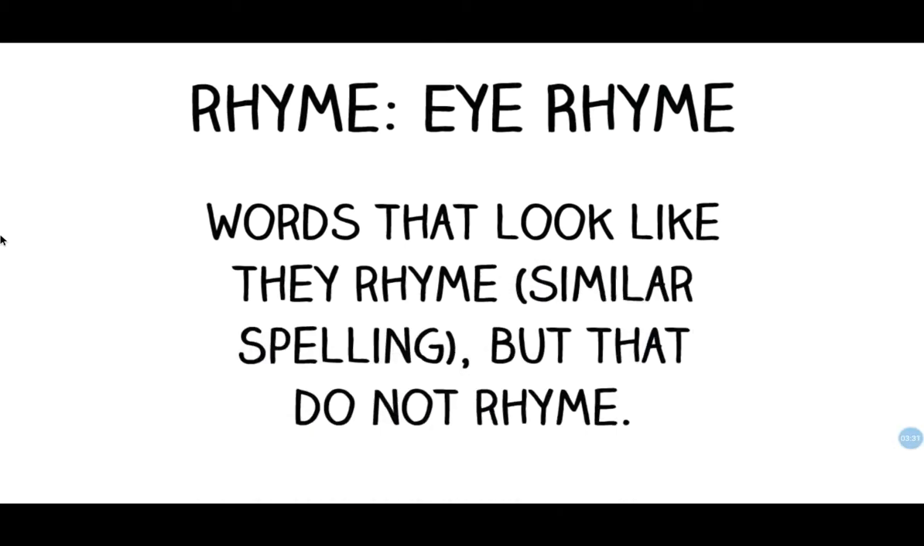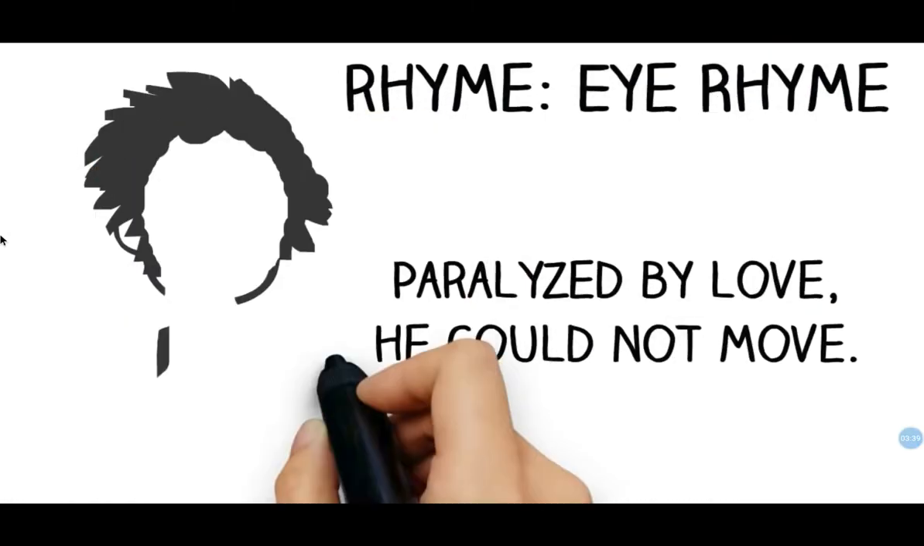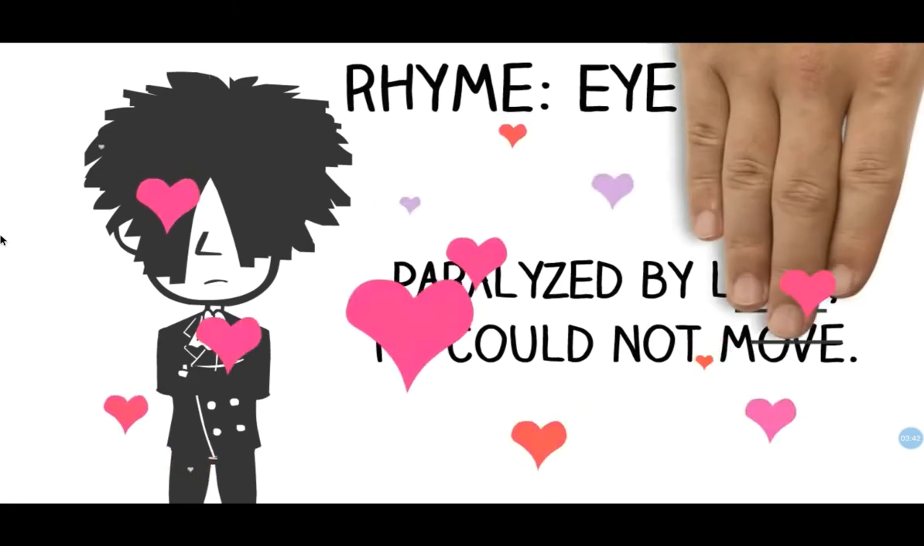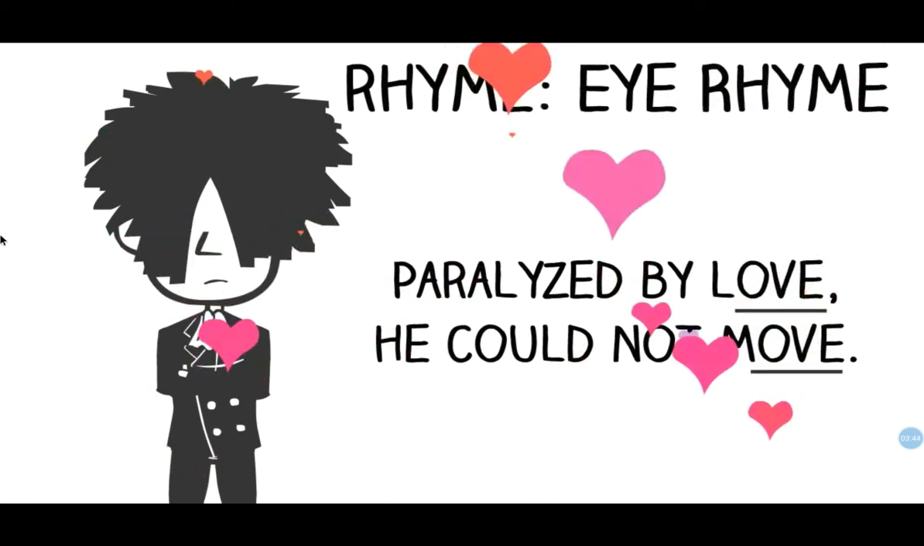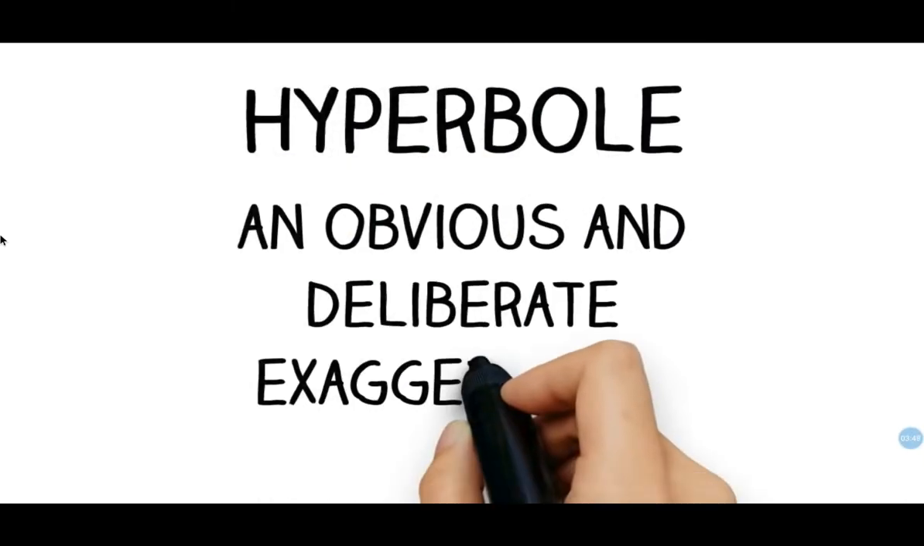Eye rhyme. Words that look like they rhyme, similar spelling, but they do not actually rhyme. Paralyzed by love, he could not move. So we can see that those are very similar words, but they don't actually rhyme.